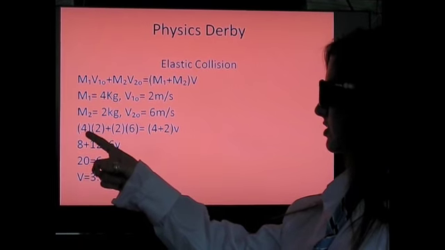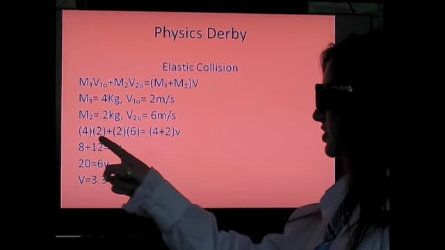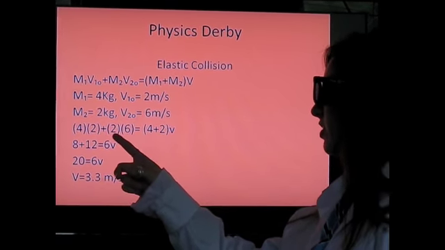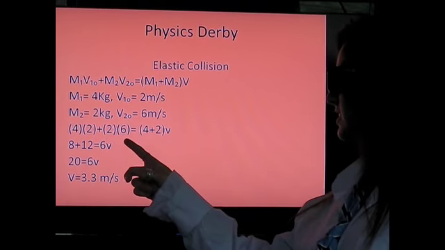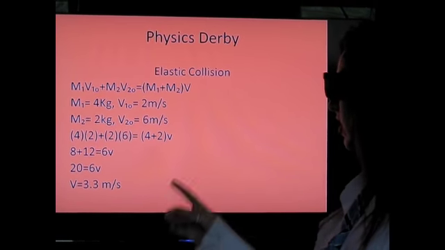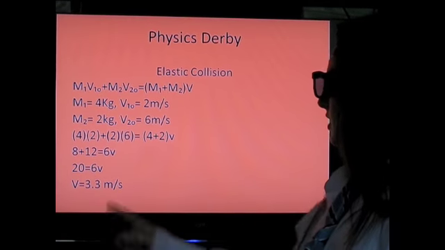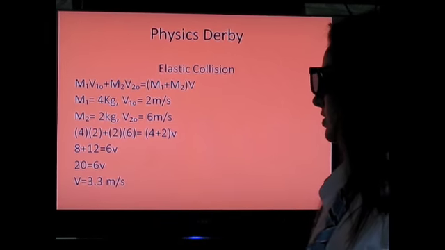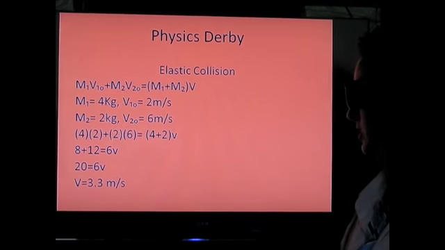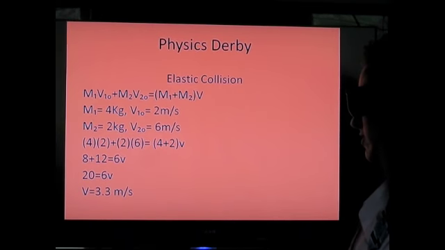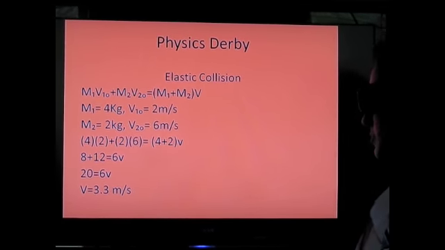The mass of the first car 4 times the velocity 2 plus the mass of the second car 2 times the velocity 6 equals the mass of the cars combined times the velocity. 8 plus 12 equals 6v, 20 equals 6v, and then the final velocity of the cars combined is 3.3 meters per second.